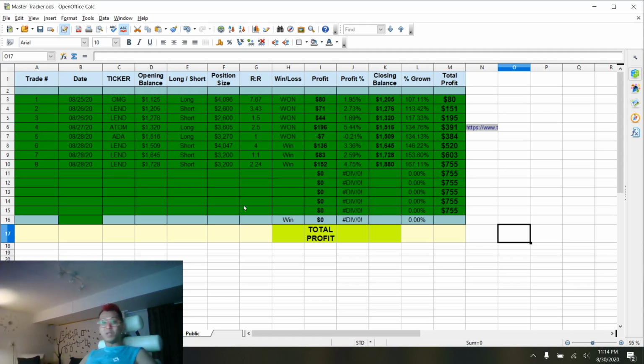You know, I'm not leveraging times 10. If you take a look at the position sizes that I'm playing, they're very modest, ranging from 2,600 to 4,000 roughly, and I'm only with an opening balance of about 1,125. So I can margin this to literally 10,000 if I wanted to, times 10, even though my balance keeps growing here, and I'm already up $755.